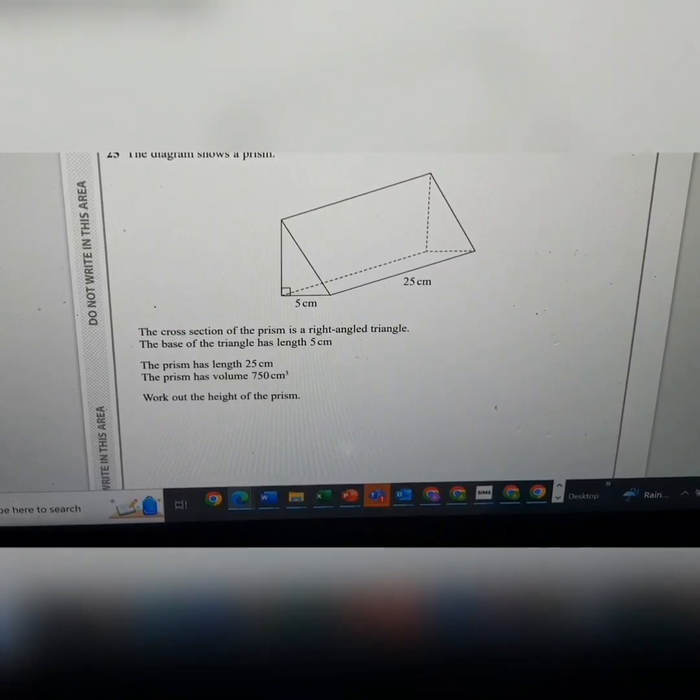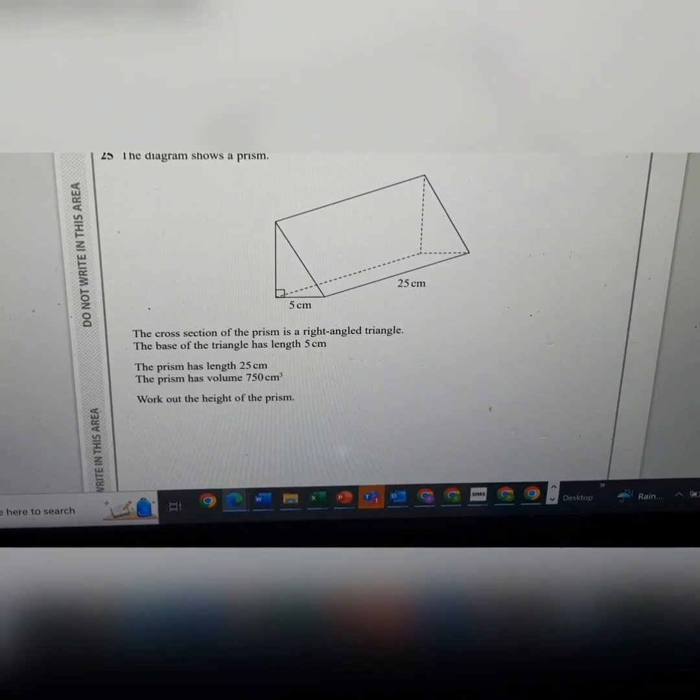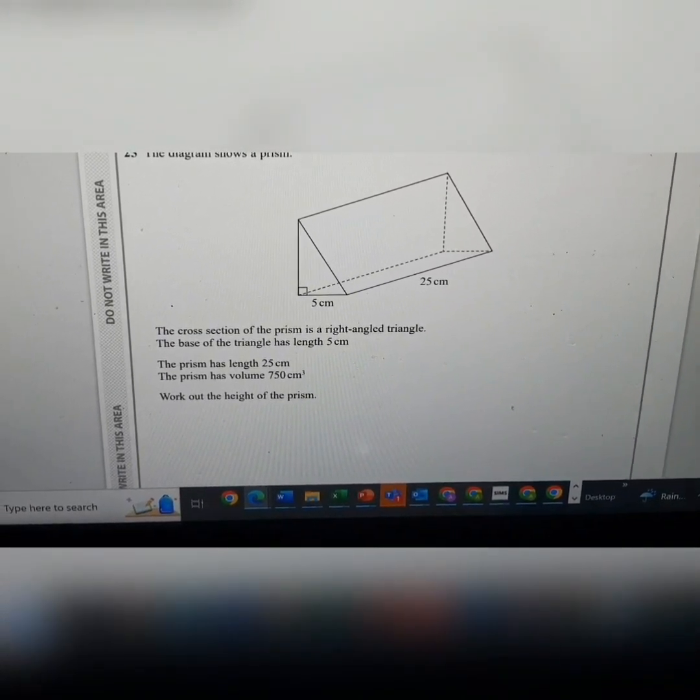The diagram shows a prism. The cross section of the prism is a right angle triangle. The base of the triangle has length 5 centimeters. The prism has length 25 centimeters. The prism has a volume of 750 centimeters cubed. Work out the height of the prism.